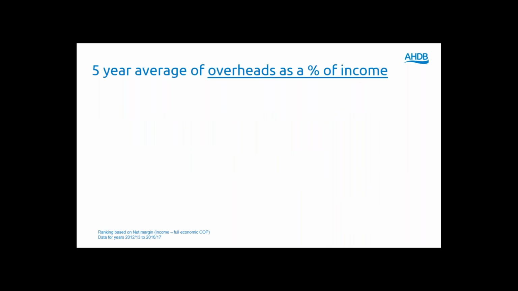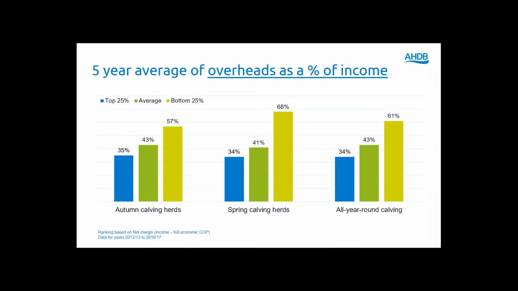The evidence that we've seen in terms of why overheads as a proportion of income is important is this. I've taken the data we've got for the last 5 years, that's the Promar data and a year's worth of milk bench data, and we've ranked those systems by the net margin. So I've got their top 25% average and bottom 25% for each of those systems.